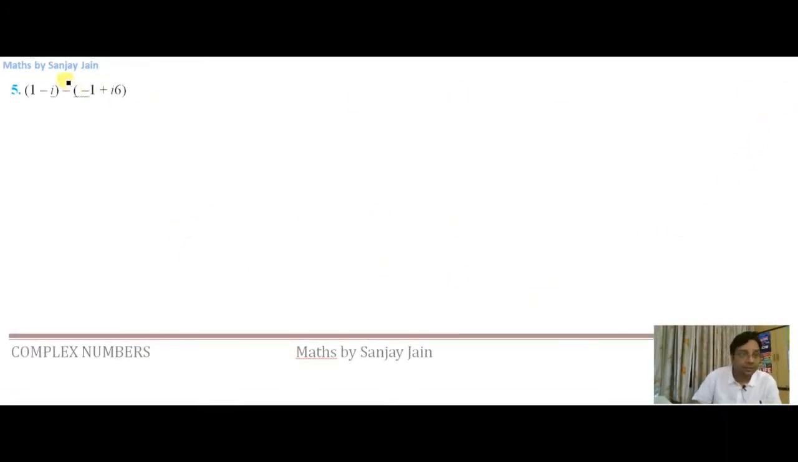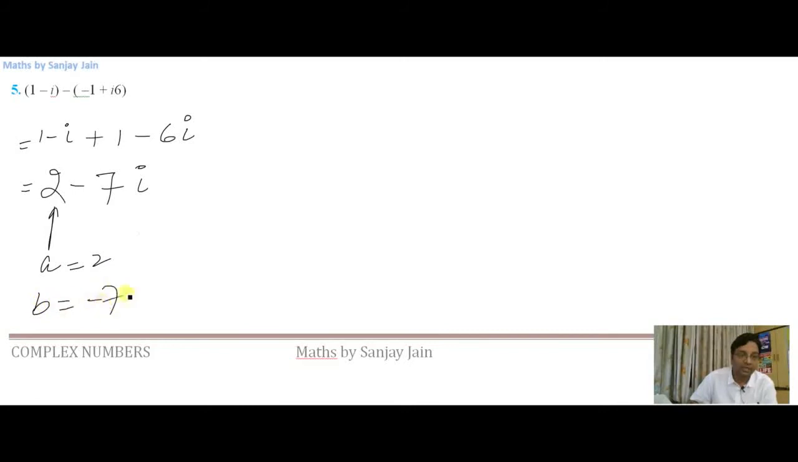Okay, this is 1 minus iota, then minus, so I am opening the second bracket also, so minus of minus 1 will become plus 1, and minus 6 iota, right? Iota into 6 is nothing but 6 iota. So this is 2 minus 7 iota, where this is my real part, and what is B? A is equal to 2, so B is equal to minus 7.